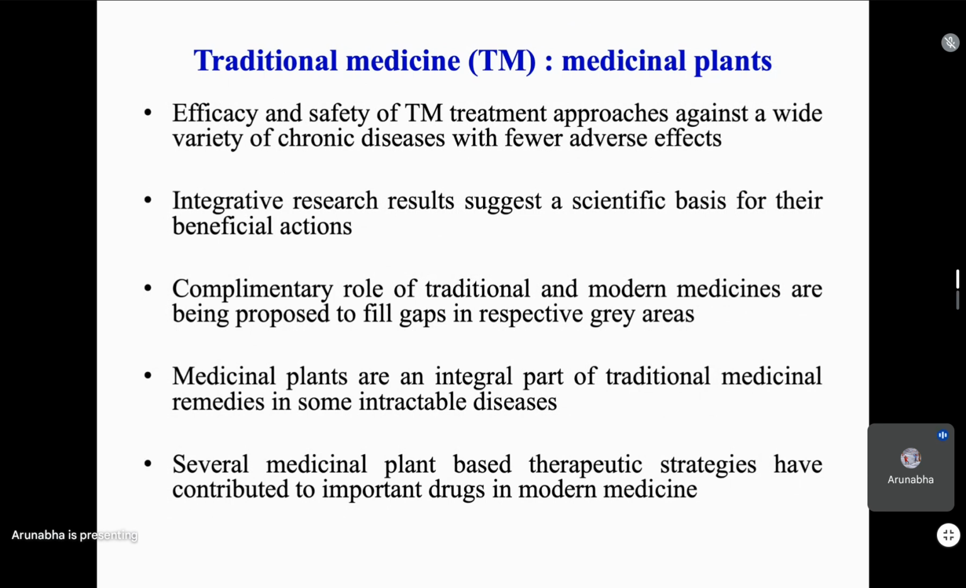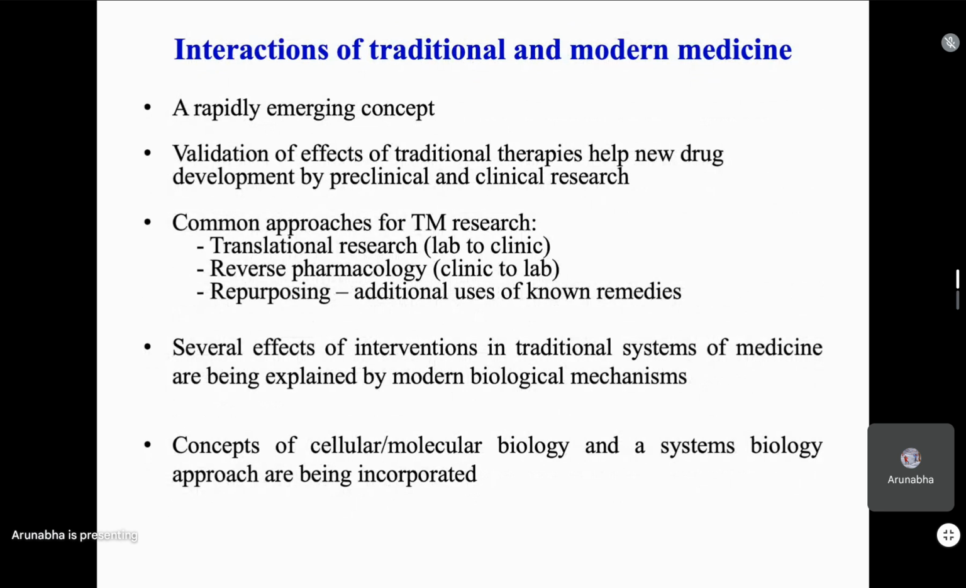And the complementary role of such traditional medicines to modern medicines is being proposed to fill up gaps in respective gray areas. Interactions of traditional and modern medicine is another very important emerging concept. How to integrate traditional and modern medicinal concepts? One of the ways to do it is to validate the effects of traditional therapies, which can promote new drug development by preclinical as well as clinical research.